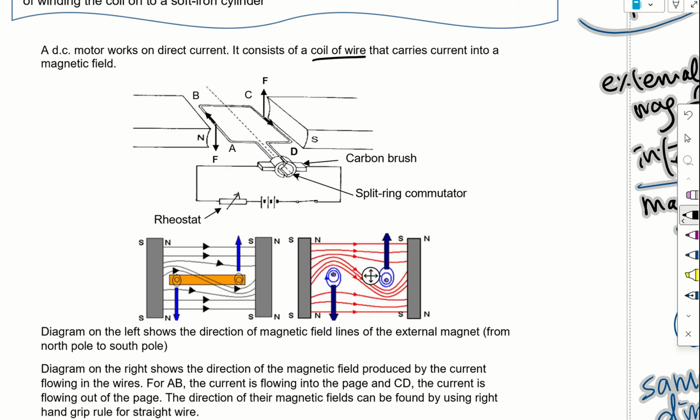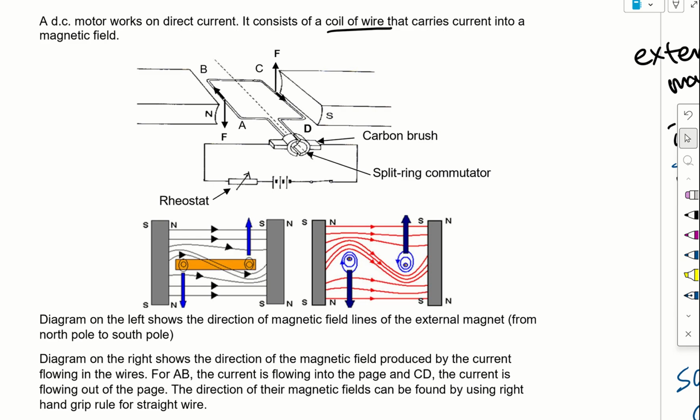It consists of a coil of wire that carries current in a magnetic field. So this is our external magnetic field. The field lines go from north to south. If I want to use Fleming left-hand rule very quickly, then my first finger will be pointing to the right of the screen. And because it is shaped as a coil of wire, the current in this example is going from A to B, and then coming out from C to D.